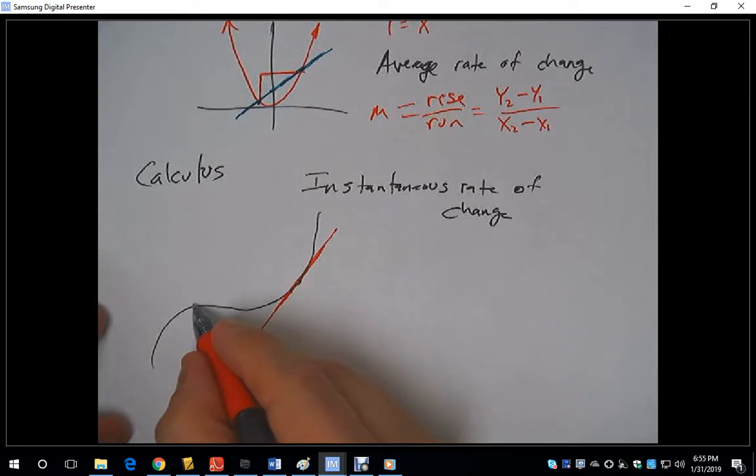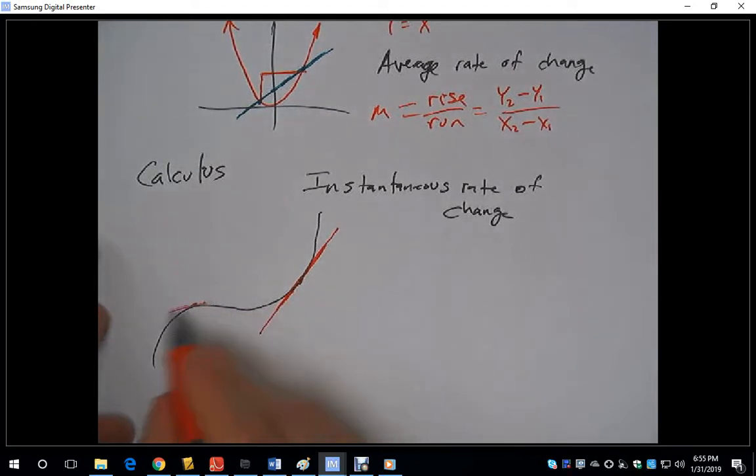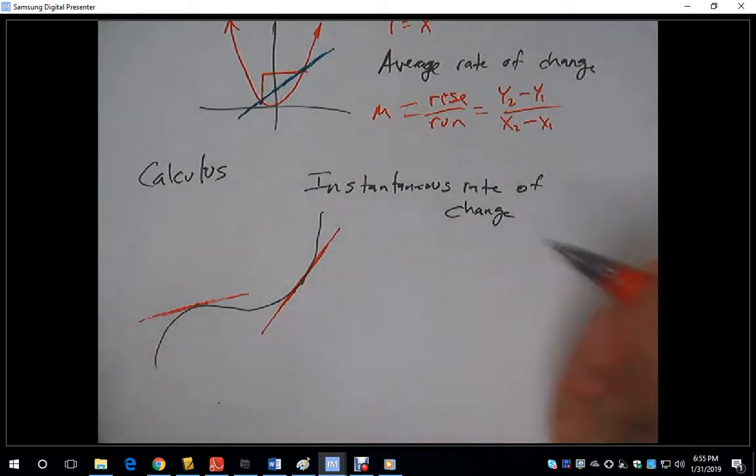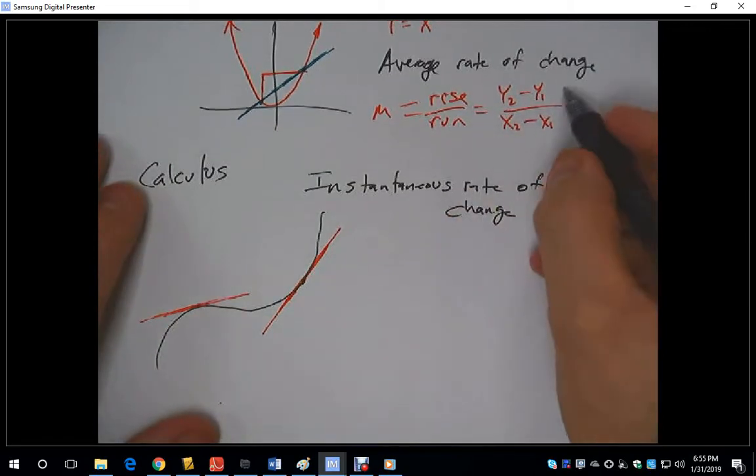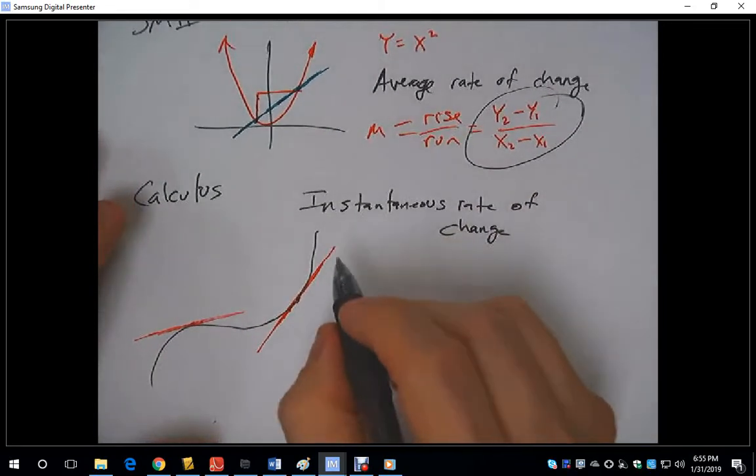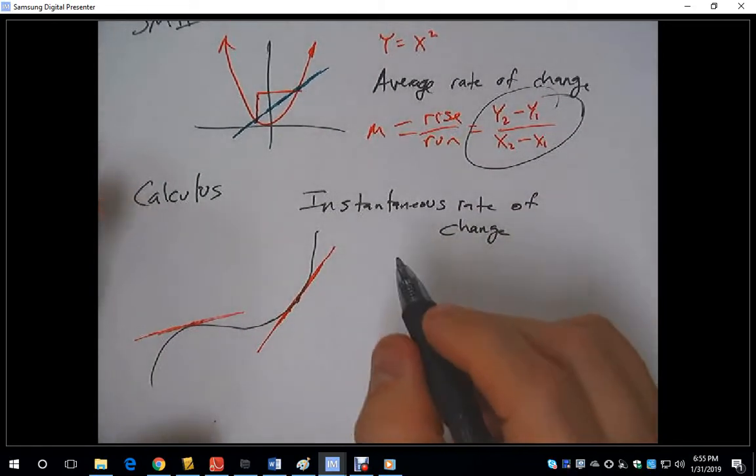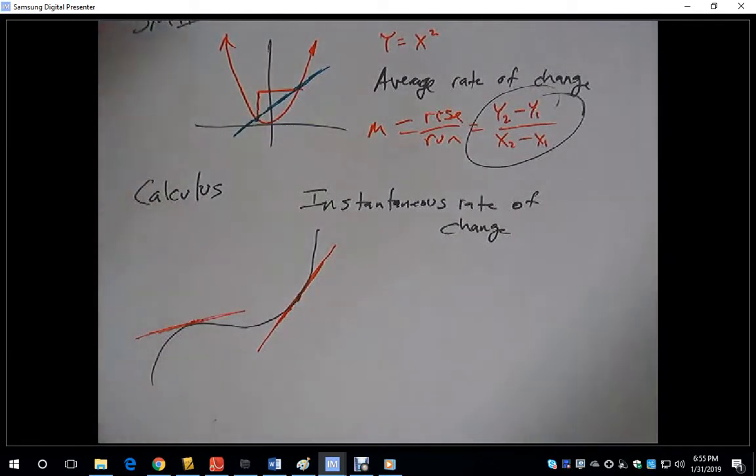We could come up with one over here. That would be something like this. But this curve has infinite instantaneous rates of change as well. Now I can use the same equation that we had above to derive the equation for the instantaneous rate of change. So that's what I'm going to do next.